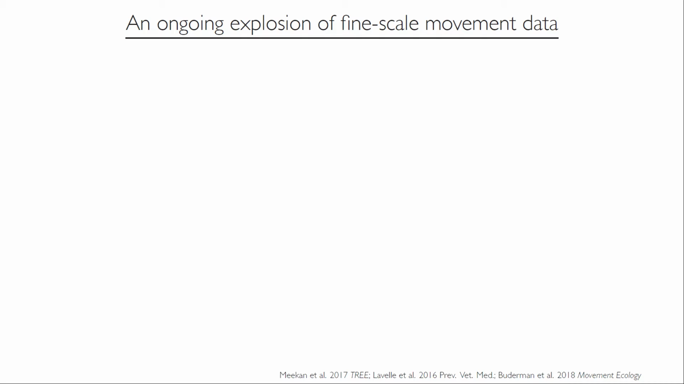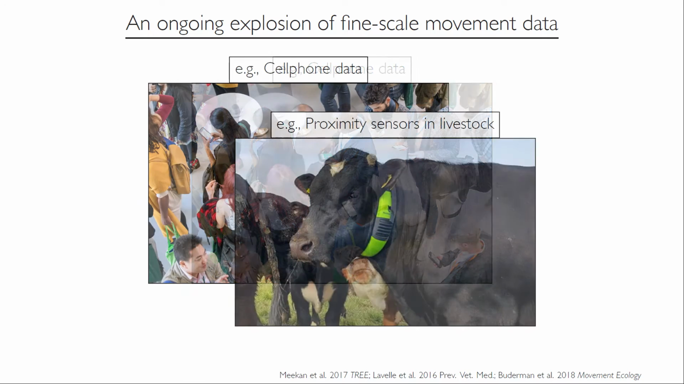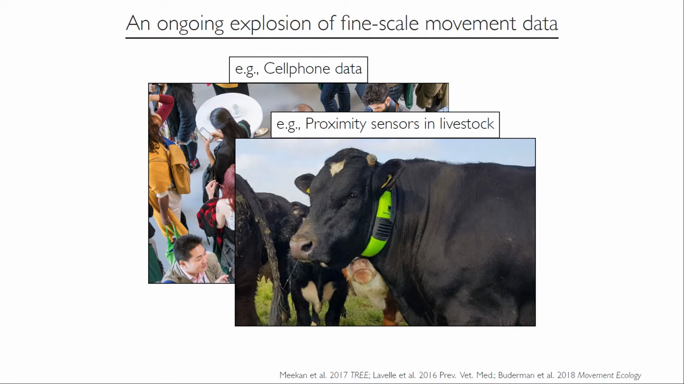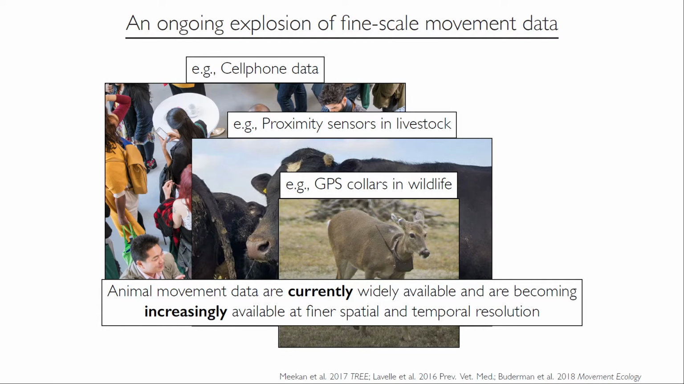As we've seen in this session today, there's an ongoing explosion of fine-scale movement data in human systems, livestock systems, and also wildlife systems. In human systems, the ubiquity of cell phones is allowing us to track fine-scale human movements at spatial scales that we haven't been able to in the past. In livestock systems, the increased use of proximity sensors is allowing us to understand between-individual interactions. And in wildlife systems, we've been tracking wildlife movement for a long time. But recent advances in GPS technology are allowing us to track animal movements across landscapes at spatial and temporal resolutions we just really haven't been able to before. The key point here is that these animal movement data are currently pretty widely available, but these advances in movement technology are making them increasingly available.